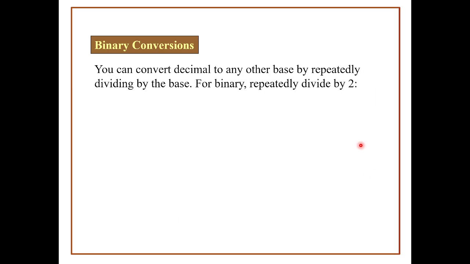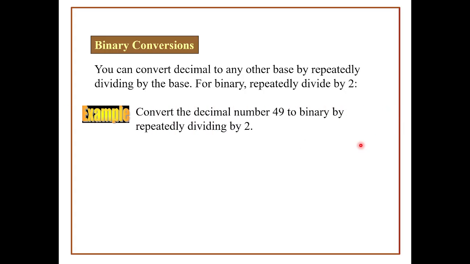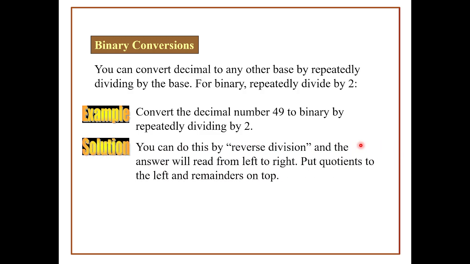Binary conversion. You can convert decimal to any other base by repeatedly dividing by the base. So for binary, repeatedly divide by 2. Example, again, convert decimal number 49 to binary by repeatedly dividing by 2. So you can do this by reverse division, and the answer will be read from left to right. So put the quotients to the left and then remainders on top. So here you see 49 and 2, so you divide. This is the decimal number and the base here.